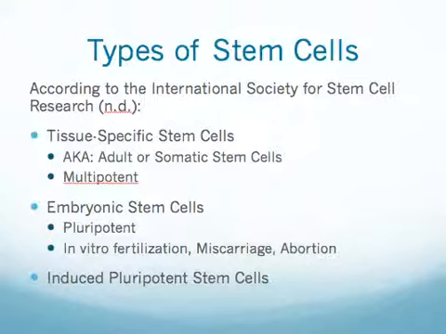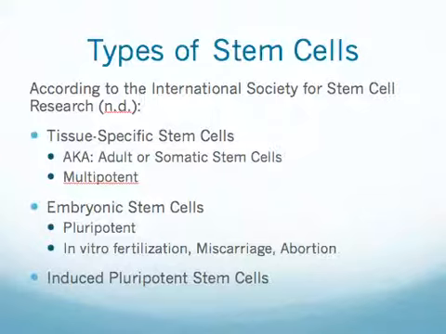Tissue specific stem cells may also be called adult or somatic stem cells. These stem cells are multipotent, which means they can't become just about anything, but they can become anything on a particular cell line. For example, bone marrow stem cells may be able to give rise to bone marrow, red blood cells, white blood cells, and other cells along that same cell family.